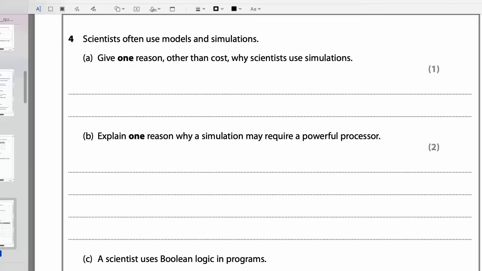Question 4. Scientists often use models and simulations. Give 1 reason other than cost why scientists use simulations. It's to predict model outcomes. So with simulations, we can look at what happens with different possible scenarios and predict their outcomes.